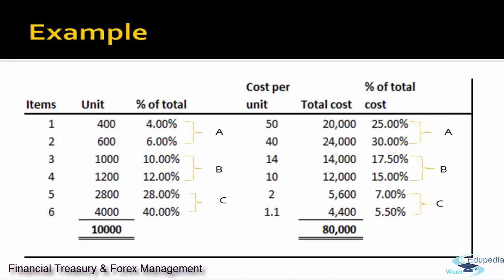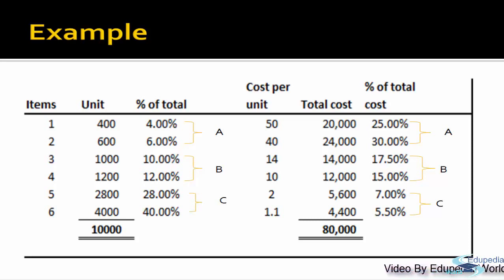To explain this further, say there are 6 items in an organization. Item 1 has 400 units, item 2 has 600 units, item 3 has 3000, and likewise 4, 5, 6. So in total there are 10,000 items in the organization. Item 1 is just 4% of the total inventory if I consider volume-wise. But if you go for the cost, item A will cost 50 rupees per unit, B will cost 40, and C, D, E, F will be considered as 14, 10, 2 and 1.1. On this basis, item A will cost 20,000, B 24,000, item number 3 14,000, item 4 12,000. So the company has 10,000 units and the total inventory cost is 80,000.